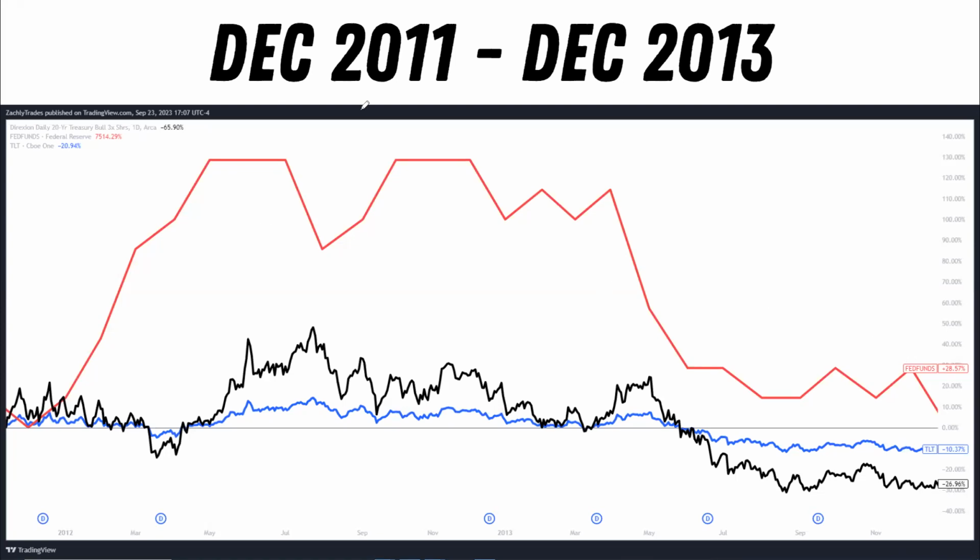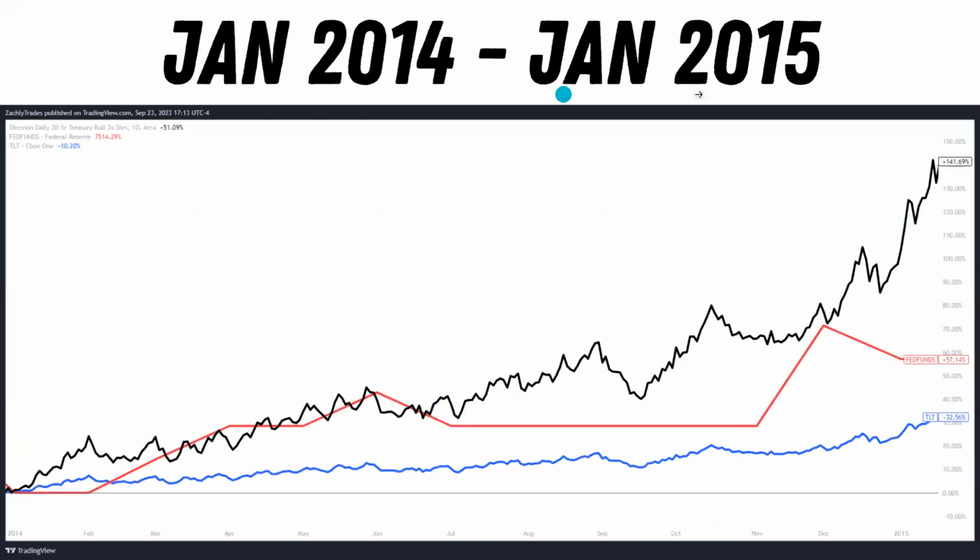But yeah, so in this time period here, you're seeing this area where it's very interesting, as the Fed fund rate is starting to go down. You're also seeing TLT and TMF both go down here as well. Now, this is January 2014 to January 2015. And right here, we can see that there's an increase in the Fed funds rate. Okay, so Fed funds rate is up 57% during this time period. TMF is up 141%, and TLT is up 32%.